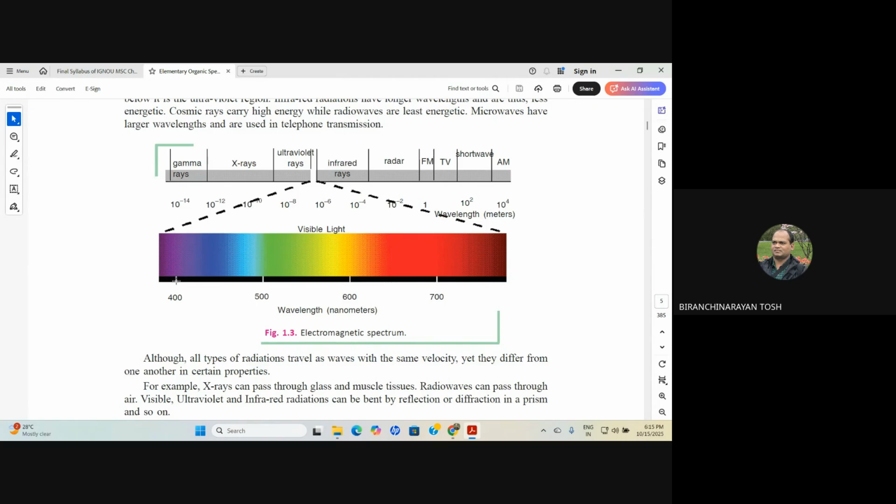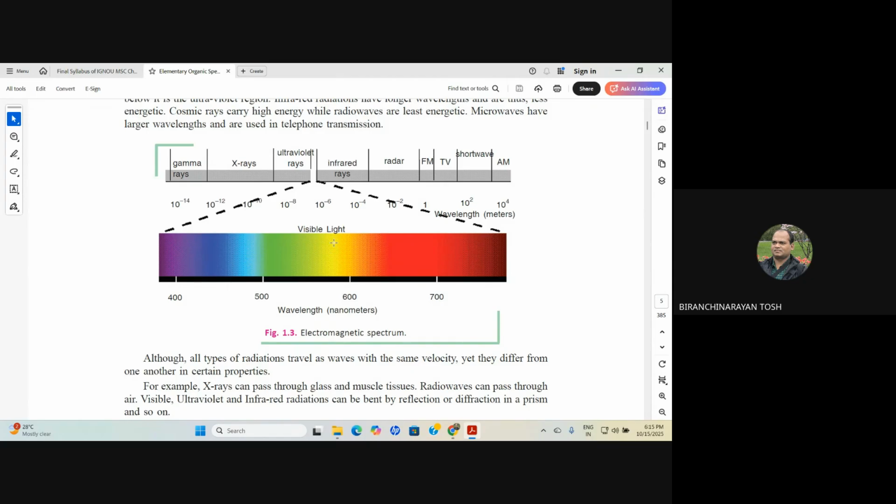As you know, it starts from violet and ends at red: violet, indigo, then blue, then green, then yellow, orange, and red. So that is the visible range, visible light. The difference between radiation and light, you must know.